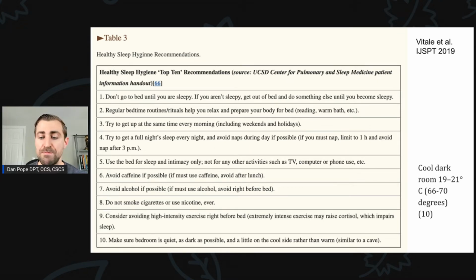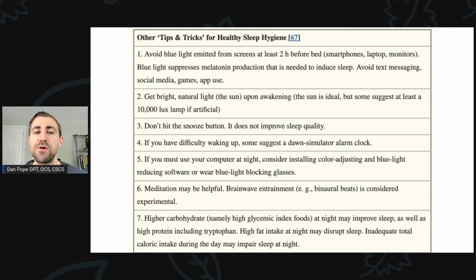Okay. Makes sense. Here are some other tips and tricks for healthy sleep hygiene. Number 1, avoid blue light emitted from screens at least 2 hours before bedtime. Okay, that's tough, but this means all smartphones, laptops, and monitors in general. Blue light suppresses melatonin production that is needed to induce sleep. So avoid text messaging, social media, games, and app use. Okay, and this is obviously very difficult, but it's going to be important.